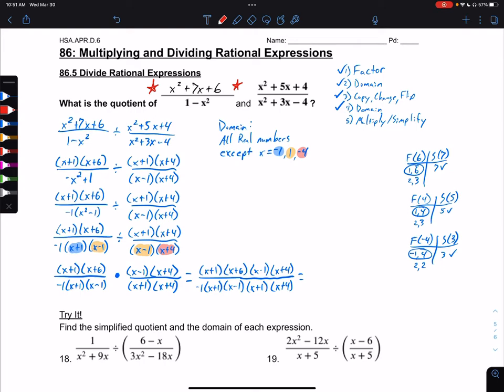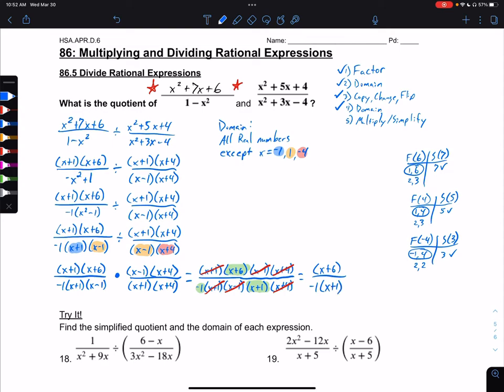So things that we can cancel out. The x plus 1s can be eliminated. The x plus 6 has to stay. I have an x minus 1 that can be eliminated, and a group of x plus 4s that can be eliminated. So in my numerator, all I have left, I have x plus 6, -1, and x plus 1. So let's rewrite this as x plus 6 over -1 times x plus 1.